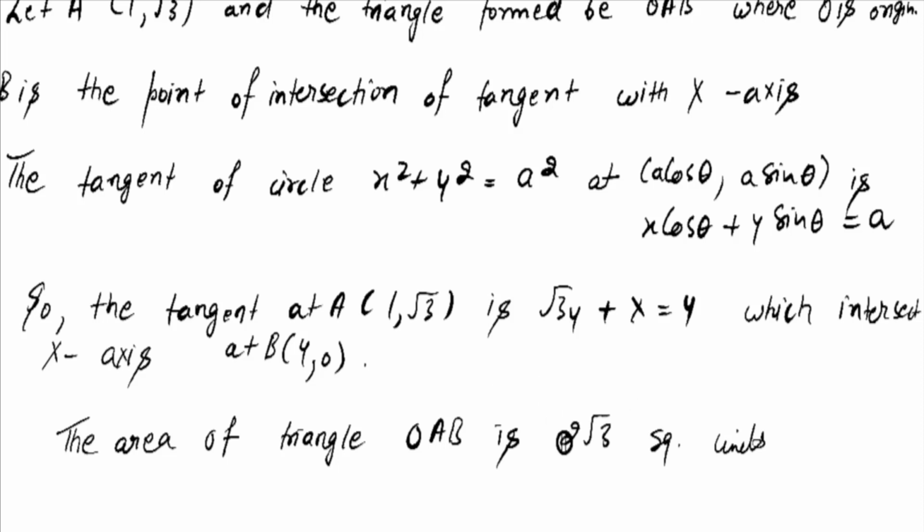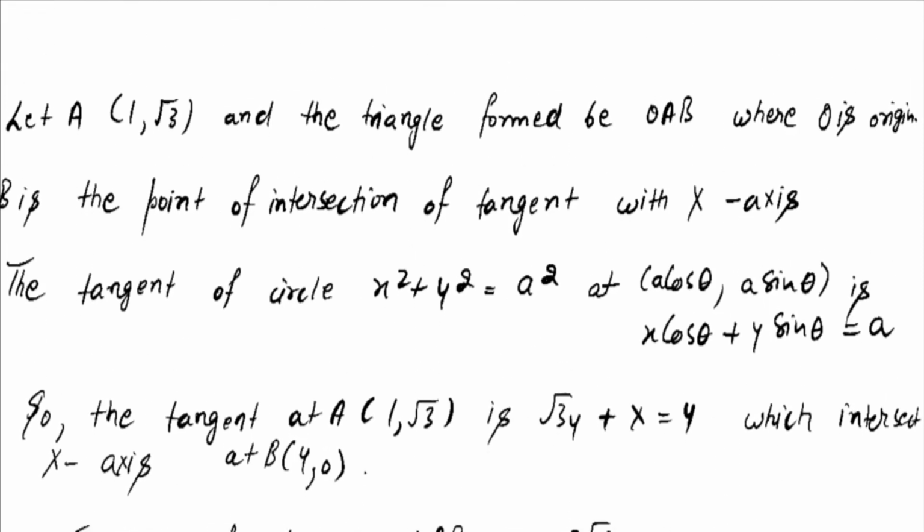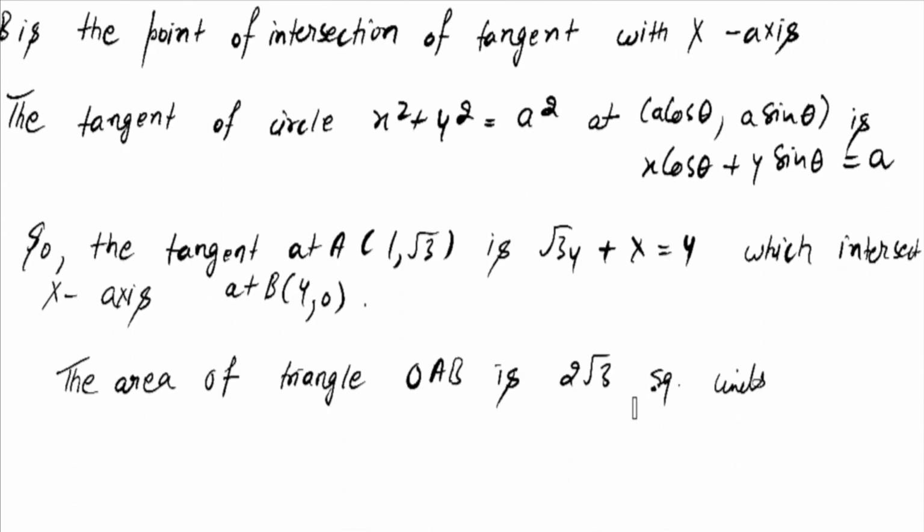So we can say this will be our final answer. So we have to find out the area of triangle at point, that is 1 comma under root 3, that is 2 under root 3.